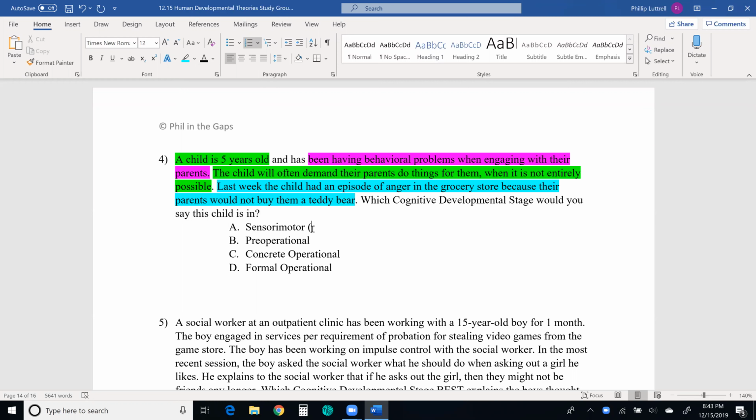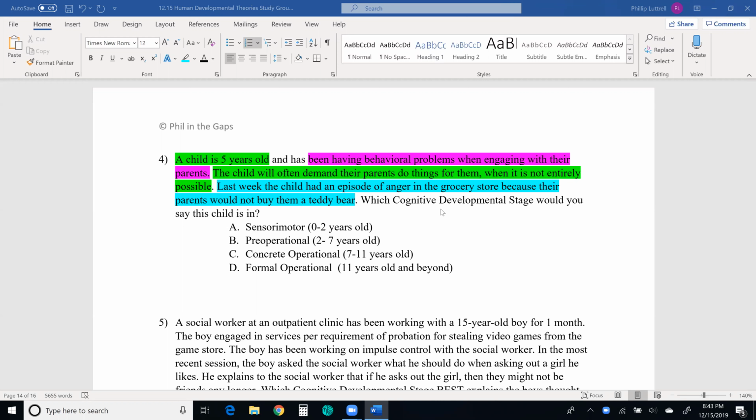Sensory motor is 0 to 2 years old. Pre-operational, 2 to 7 years old. And then concrete operational, 7 to 11 years old. And then formal operational is 11 years old and beyond. So quick review, 5-year-old child, behavioral problems with the parents.